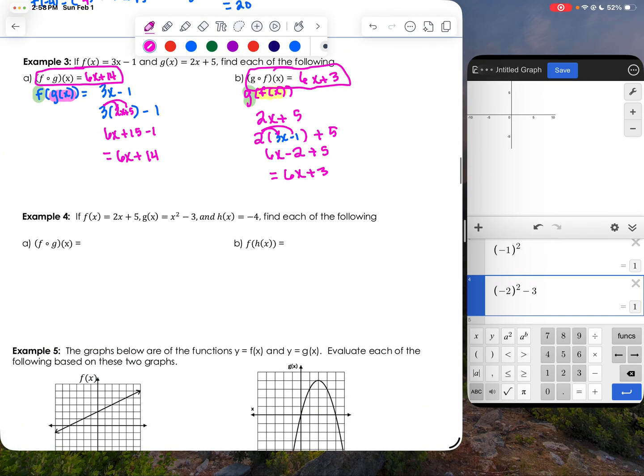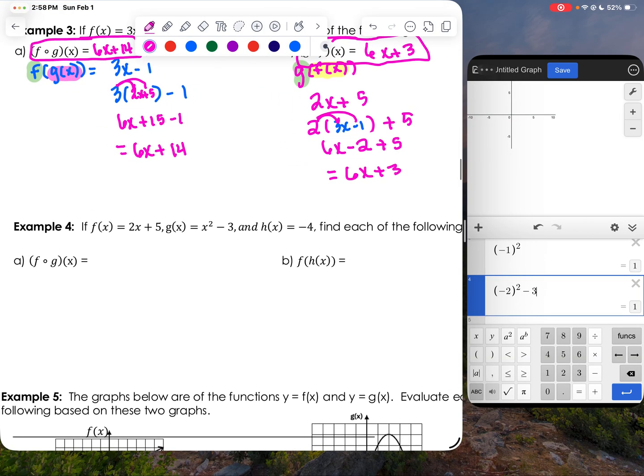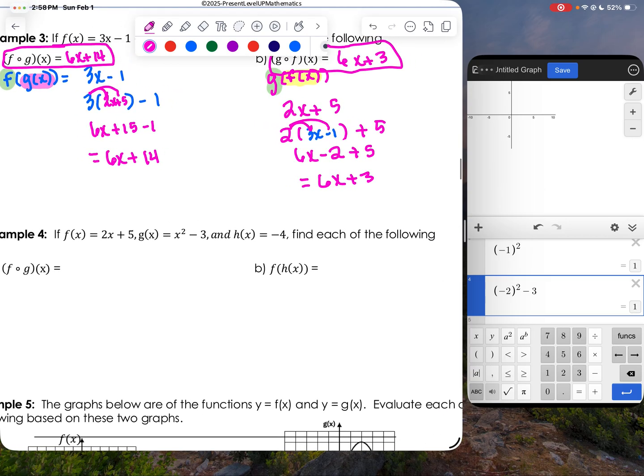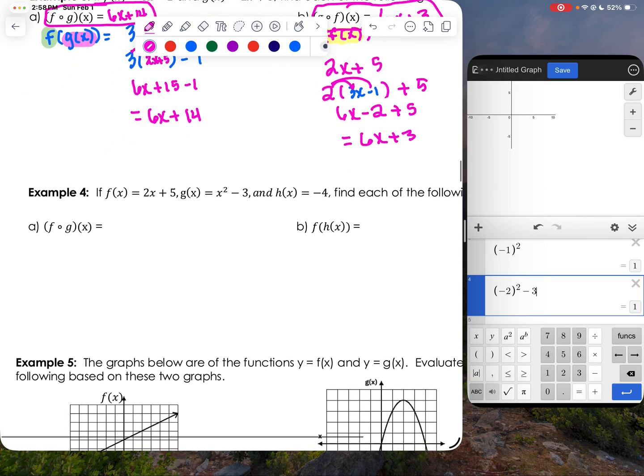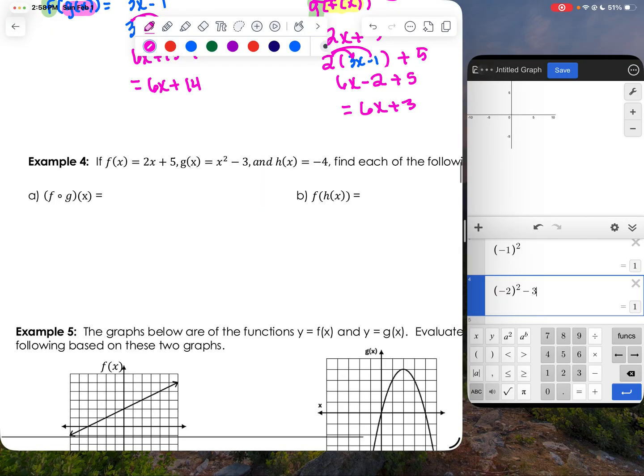All right, example 4. If f of x is 2x plus 5, g of x is x squared minus 3, and h of x equals negative 4, find each of the following. So in problem A, they want us to calculate f of g of x. All right, so I want to look on the outside of my parentheses, and we see the letter f. So I will write down the function for f, which is 2x plus 5.